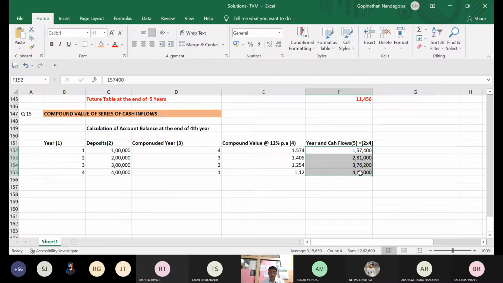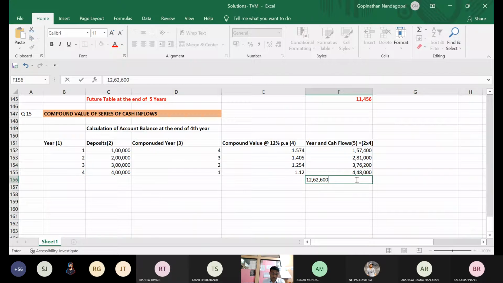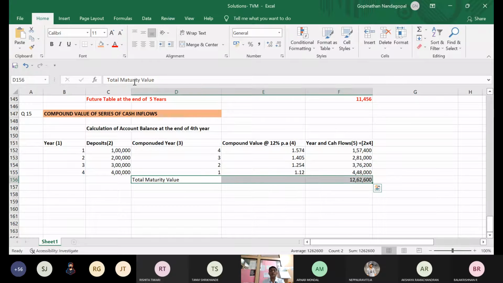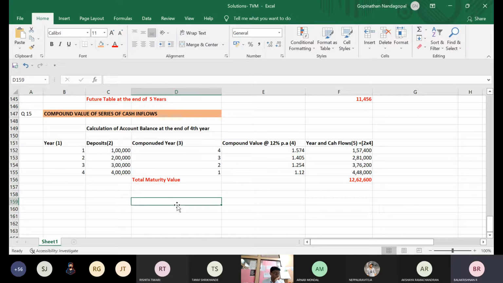Now, if you add all this, you'll get 12 lakhs 62,600. You know what you call this? You have been asked to find out the account balance at the end of the fourth year. So when you are asked to find out the account balance at the end of the fourth year, we call this the total maturity value. Are you clear with this? Yes, sir. Good.